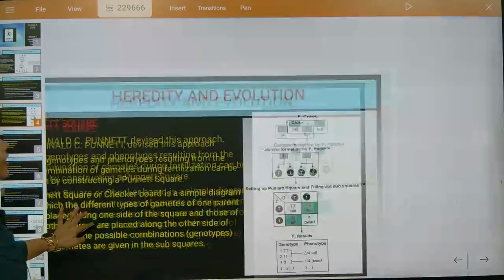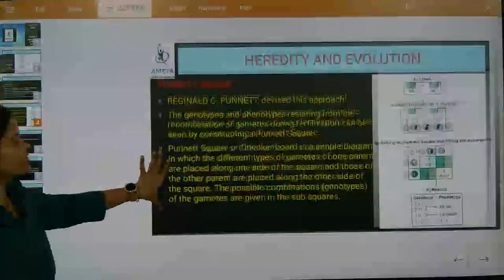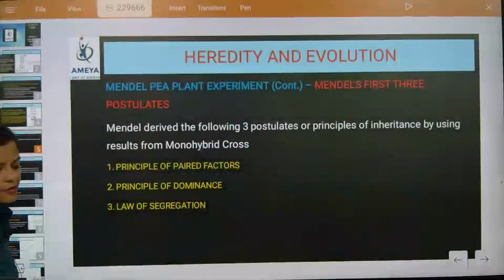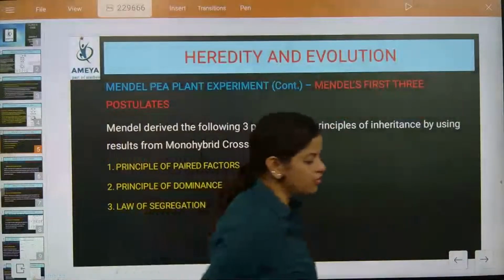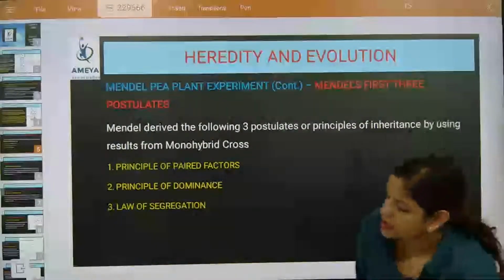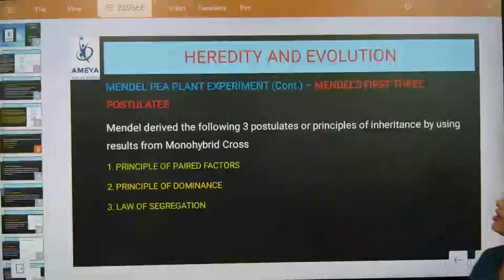But a Punnett square rule is exactly done. We talked about Punnett square. Next part we are going to do. See, Mendel has discovered three important laws. So, what are now the laws? Let's talk about the laws. We discussed a very important law.